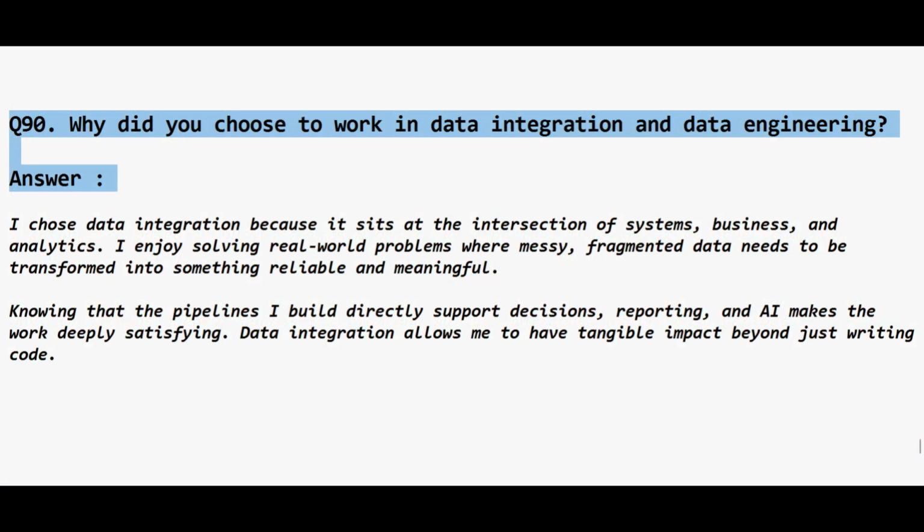Question 90. Why did you choose to work in data integration and data engineering? Answer. I chose data integration because it sits at the intersection of systems, business, and analytics. I enjoy solving real-world problems where messy, fragmented data needs to be transformed into something reliable and meaningful. Knowing that the pipelines I build directly support decisions, reporting, and AI makes the work deeply satisfying. Data integration allows me to have tangible impact beyond just writing code.